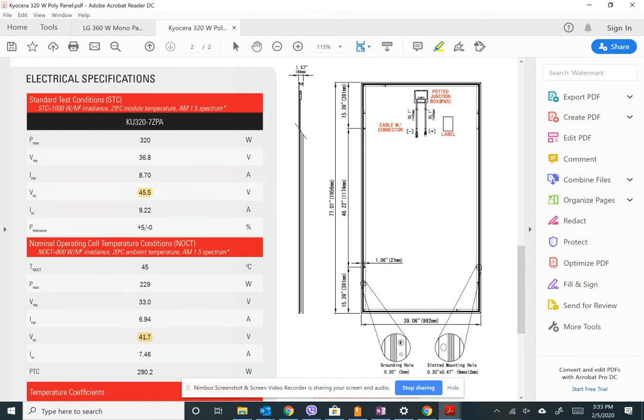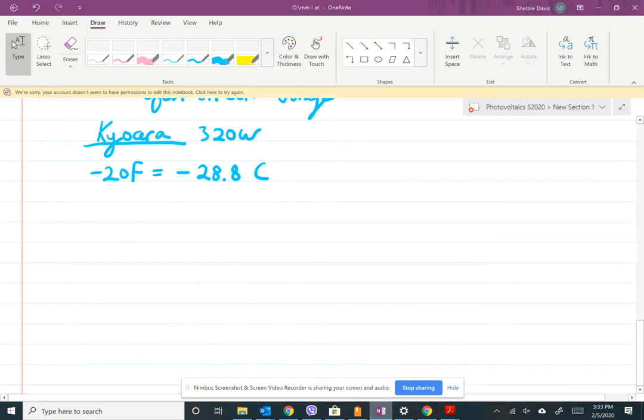Yes. That was a long explanation, but I felt like I should start from the beginning. Okay. So that's why we're going to use the STC, because it is a higher VOC. Because the whole point is we want to find the highest string voltage. So we're going to use the STC VOC, which is equal to that 45.5 volts.